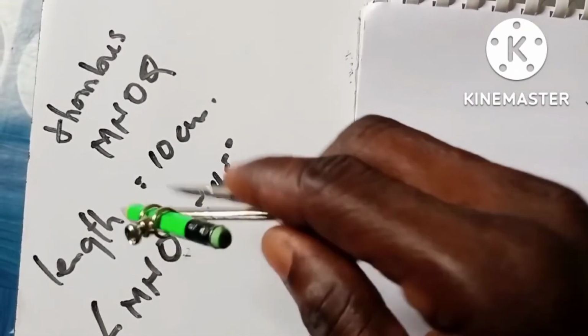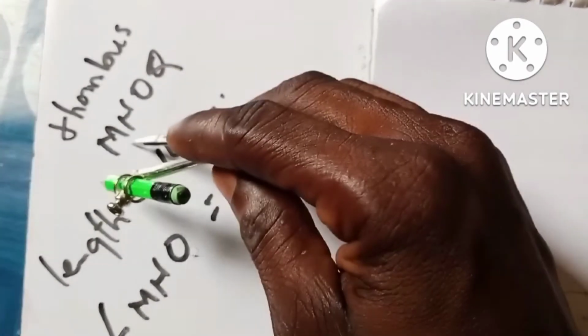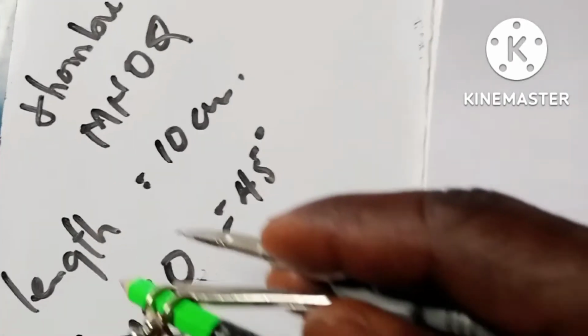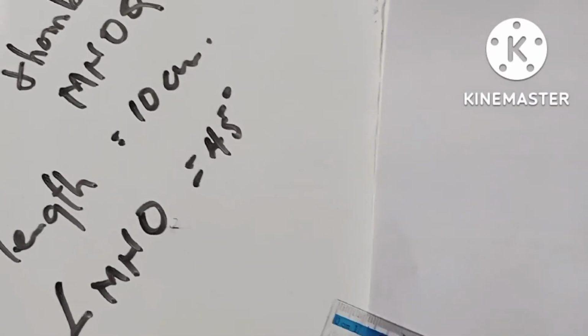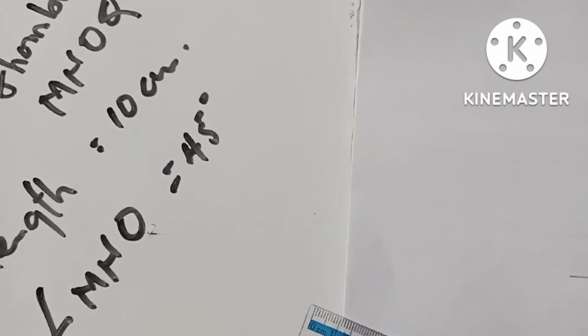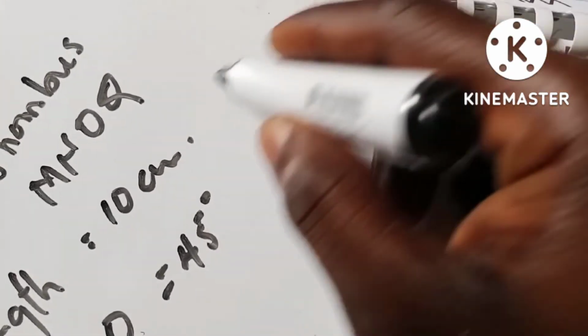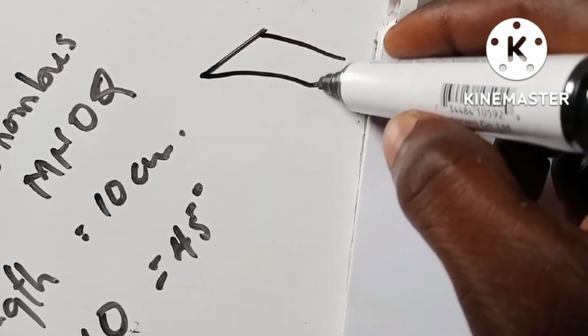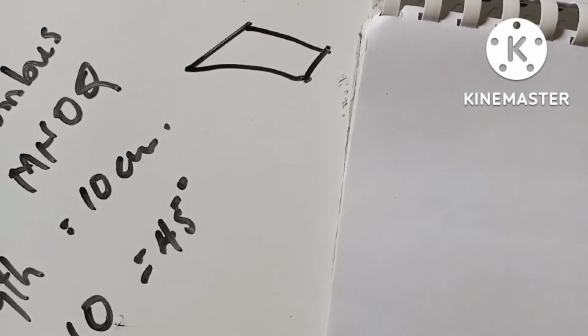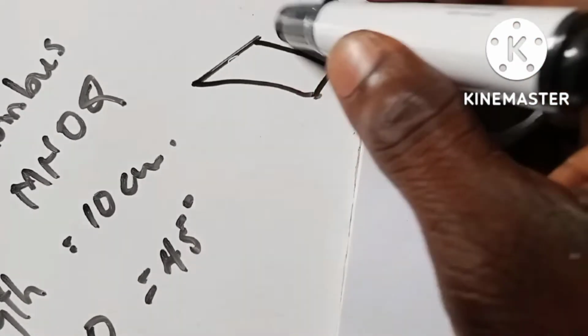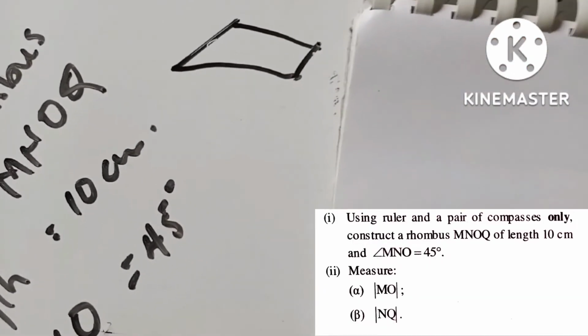At this point, we are going to construct a rhombus using this information. So the letters here are M, N, O, and Q with a length of 10 centimeters. So the rhombus here, to construct that, you have to know some properties of the rhombus. That tells me that all the sides are equal, right? So all the sides here are equal. So let's see how to do that. So that is the idea. So all these four sides must be equal, right?